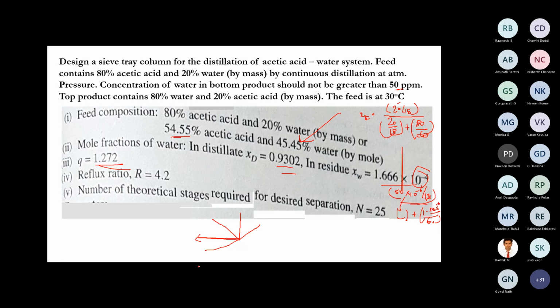The vertical one is saturated. Vertical one is saturated vapor. Liquid. Saturated vapor or liquid? Vertical one, liquid. Horizontal one, vapor. This is mixture. This is superheated vapor. This is subcooled liquid. Okay, so different conditions.